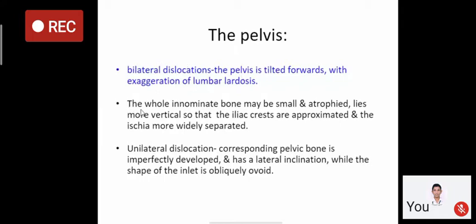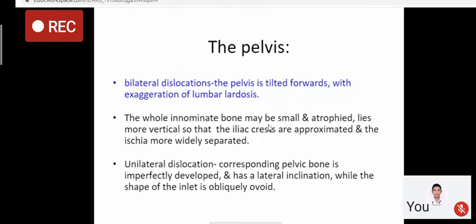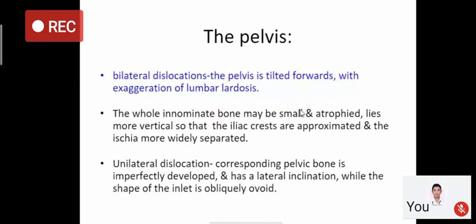The whole innominate bone, there is also positional growth. So growth on both sides of the joint is not normal, or it is subnormal. The bone is small, atrophied and lies more vertical, so that the iliac crests are approximated and the ischia are more widely separated. In unilateral dislocation, the corresponding pelvic bone is imperfectly developed or less developed and has a lateral inclination.